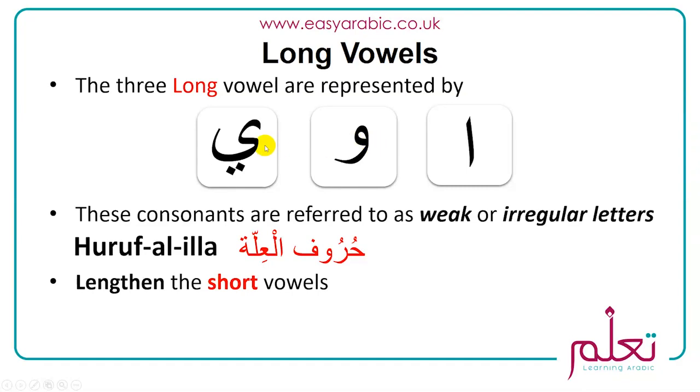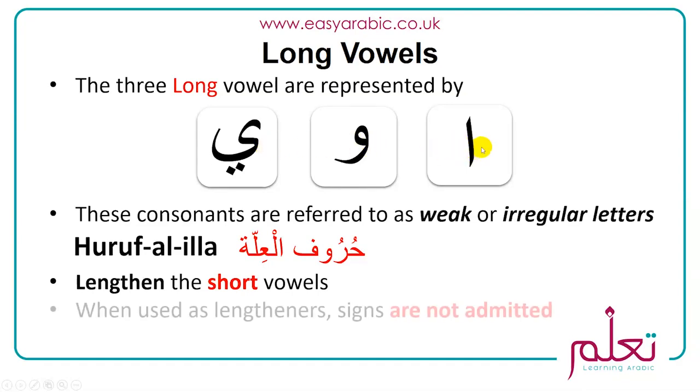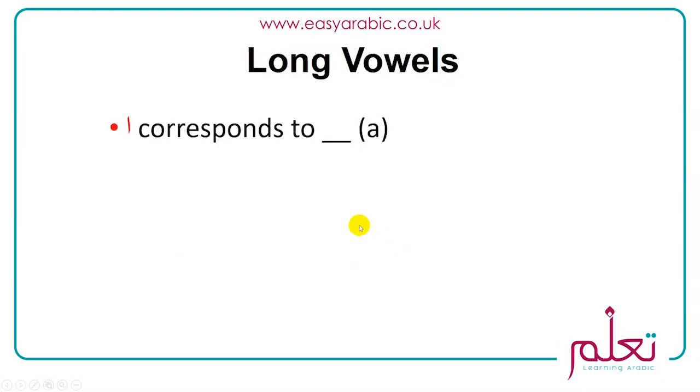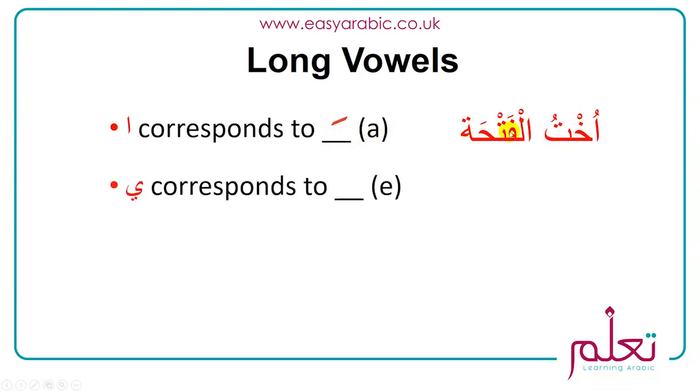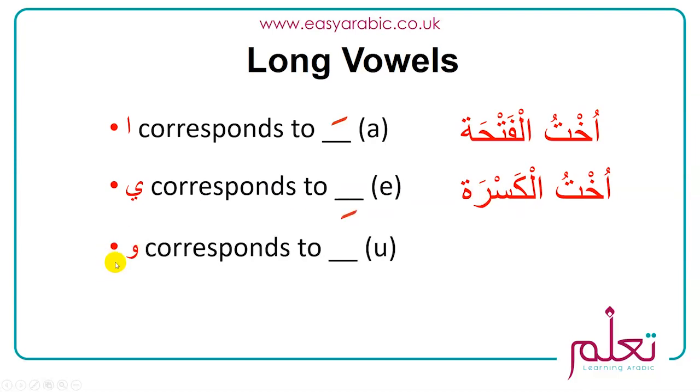When these are used with the short vowels, they do not admit the signs above them or below them. The letter alif corresponds to the a, which is the fatha, called ukht al-fatha, the sister of the fatha. The ya corresponds to the e, the kasra, called ukhtul kasra. Finally, the waw corresponds to the u, the damma, ukhtul damma. So that's sister of fatha, sister of kasra, sister of damma.